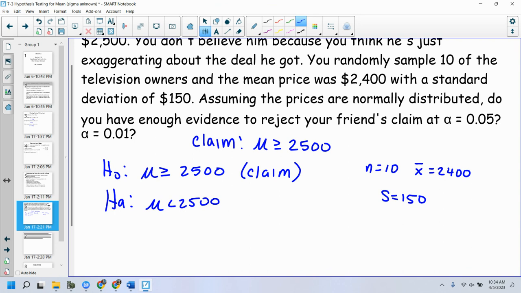Assuming the prices are normally distributed, and we have to have that assumption because we only chose 10 people. Assuming the prices are normally distributed, do you have enough evidence to reject your friend's claim? Let's start with the alpha 0.05 level.